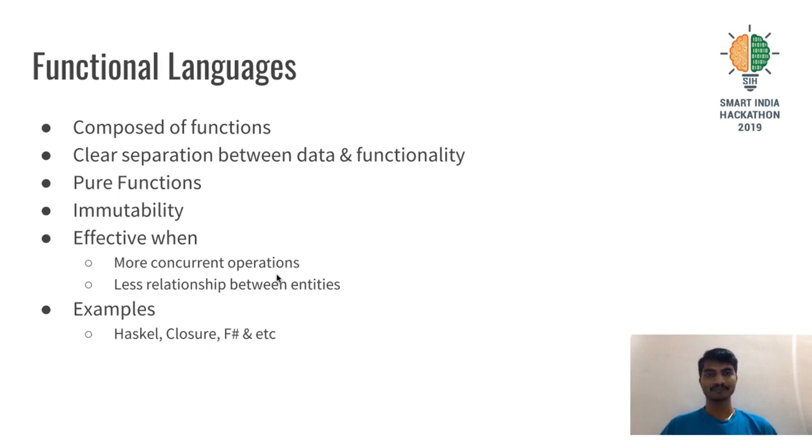For example, Ramesh is an object. Ramesh will have data like height and weight, and the functionality, sleep, run, wake, all these things will also be part of the object. But here in functional languages, there are two different things. My functionalities have nothing to do with my data.